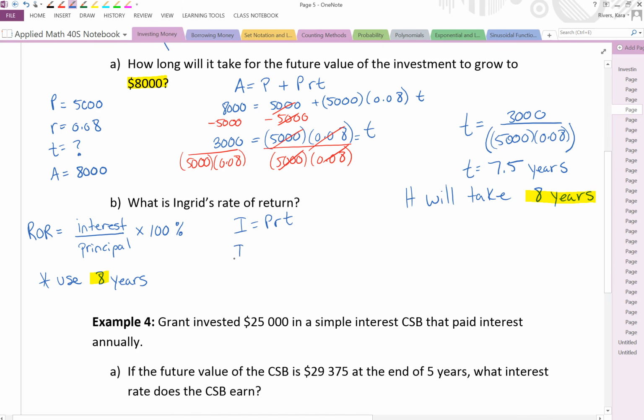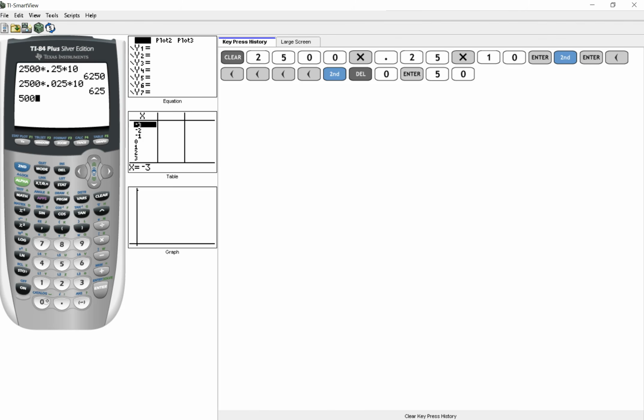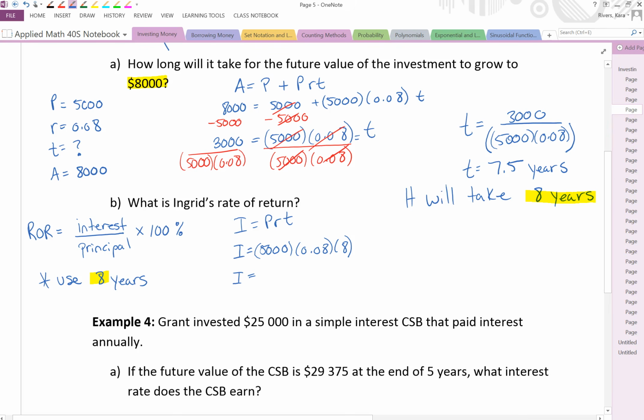So in this case, I is equal to P, which is still 5,000, times R, which is still 0.08, but T, we're going to use 8. So we figure out what that interest is. If we do 5,000 times 0.08 times 8, we get 3,200. So there's actually $200 more there that needs to be accounted for in our rate of return formula.